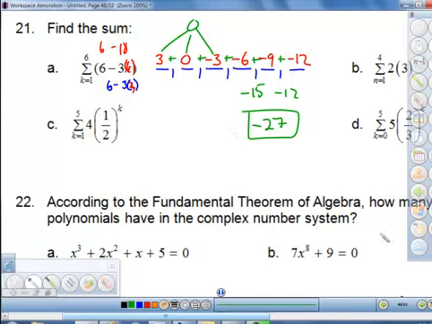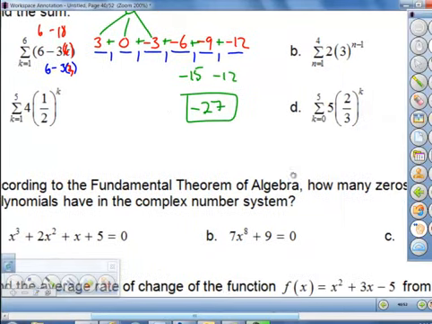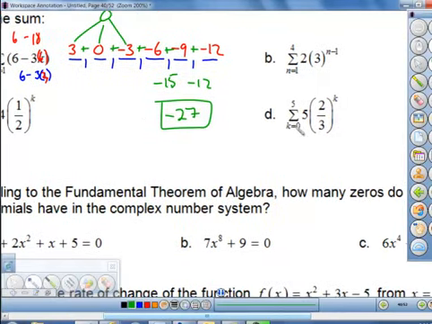Okay? The only thing I would say to watch out on these ones is part D. Do you guys see how it goes from 0 up to 5? So are we going to have 5 terms, or how many terms are we going to be adding up to? 6, right? Because 0 counts as one of the terms.